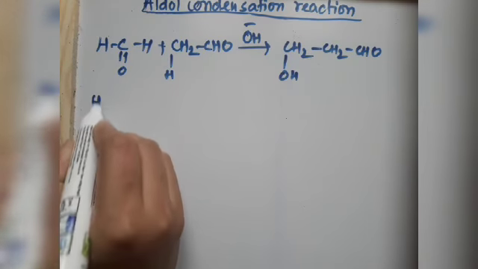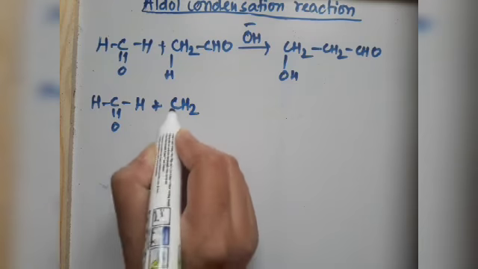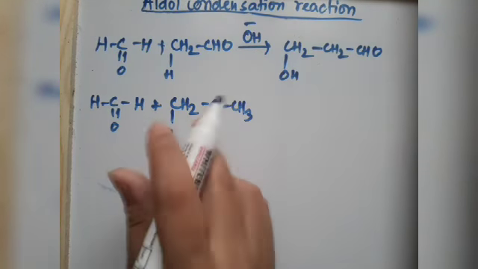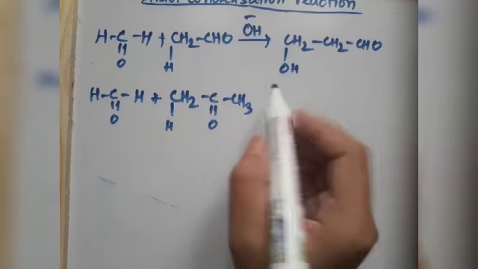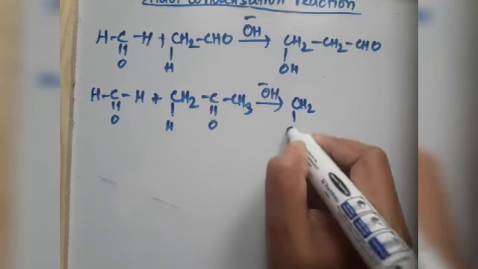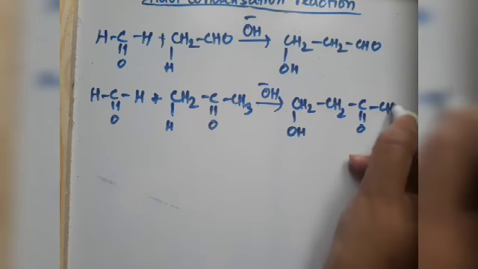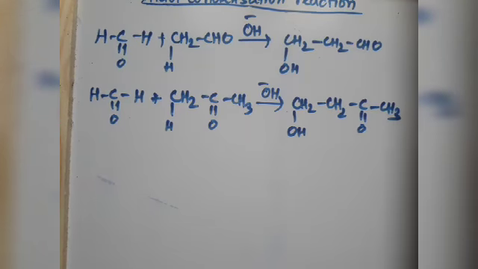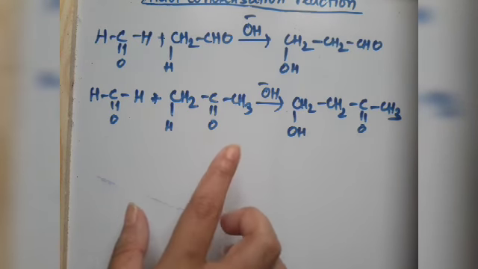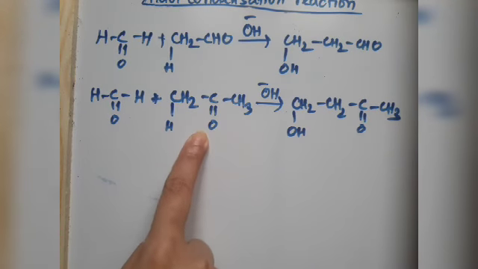Or formaldehyde can react with acetone also. Acetone is a ketone, but it has alpha hydrogen atoms, so it can also undergo aldol condensation reaction forming this one, CH2COCH3. Clear? But here also, self condensation products can be obtained by the self condensation of this one or self condensation of this one, right?